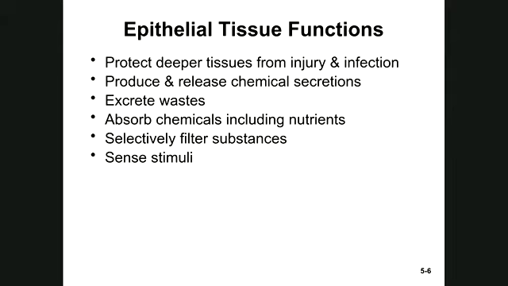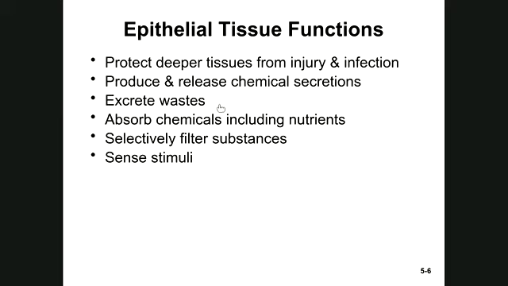The epithelial tissue can produce and release chemical secretions. Some epithelial cells are specialized to produce and release secretions. These cells can form glands, and the gland may be individual cells scattered among other cell types in the epithelium, or they are arranged in small organized clusters within a multicellular gland, which I will talk about later. They can excrete waste products. One of the functions of our epithelium is excretion of waste.